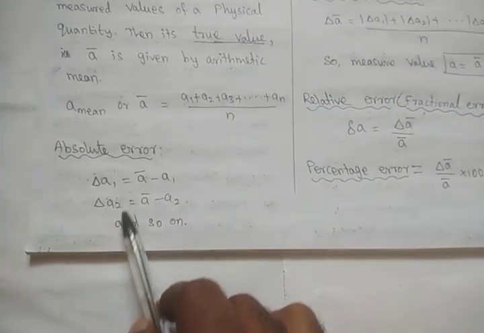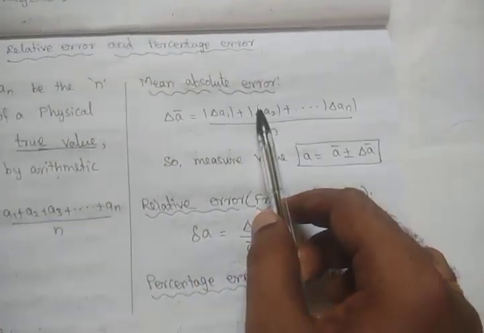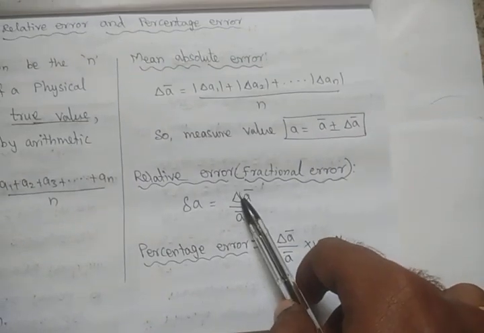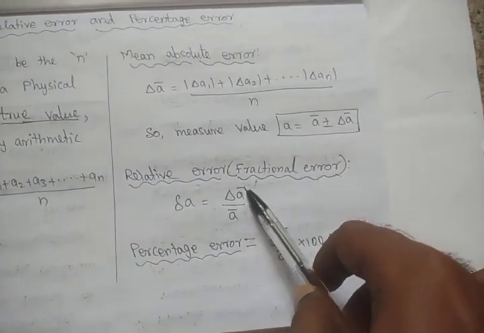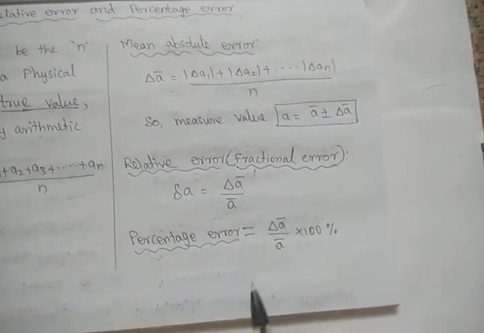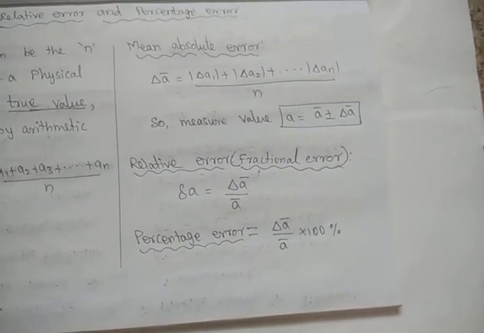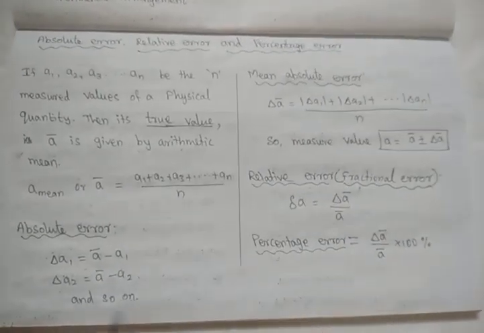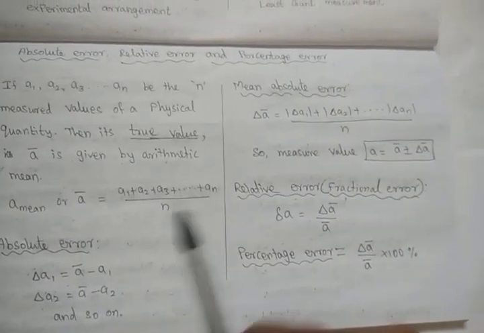If you take the average of all the absolute errors, it is called the mean absolute error. Relative error is delta A bar by A bar, that is the mean absolute error divided by the mean true value. Finally, we can calculate the percentage error. In order to understand these things, now we are going to see one problem based on this error topic.